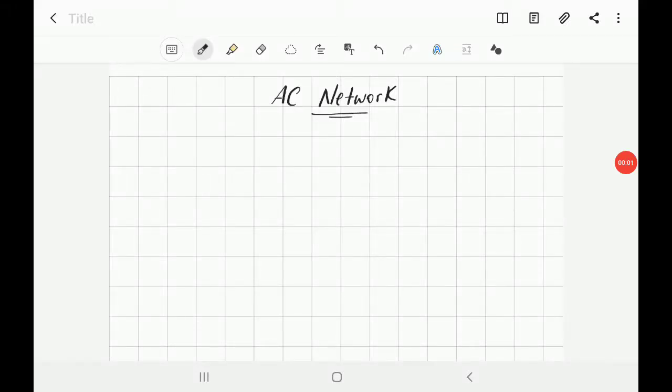Everybody. That's our second revision, and in this revision session we are going to do AC networks. So we'll just go ahead and start solving numerical examples. Example number 1.